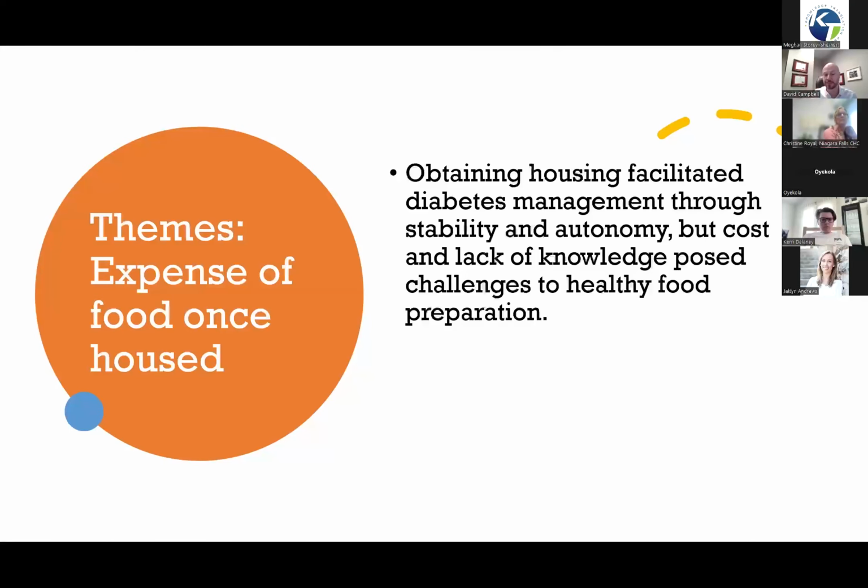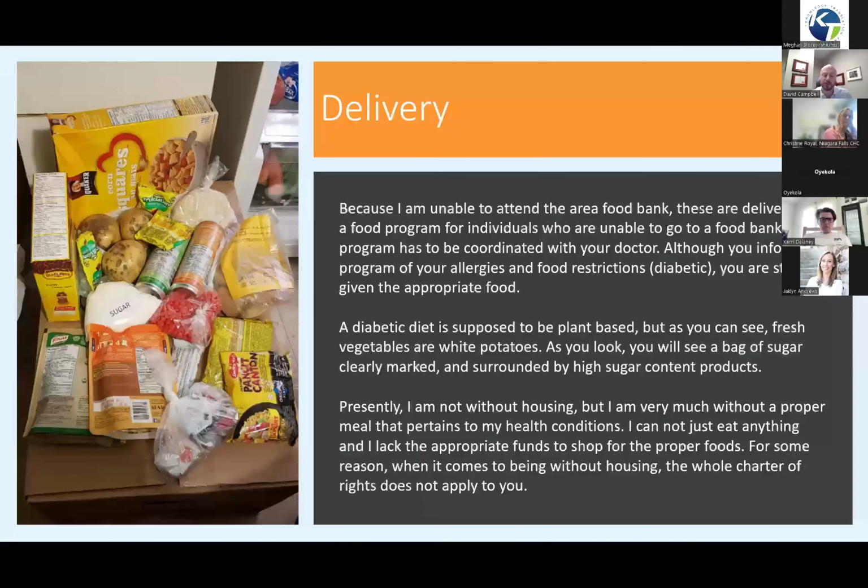People also spoke of the expense of food once they're housed, so that the challenge of food costs doesn't go away once somebody is housed through a supportive housing or other program. And this individual took a photograph of her food hamper that she received, and it's really quite a striking image. If you know anything about diabetes-friendly foods or even healthy foods in general, you can see that this is really antithetical to what any diabetes specialist would want their patient eating.